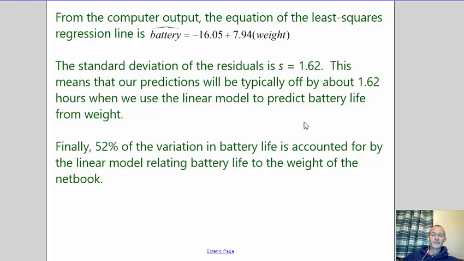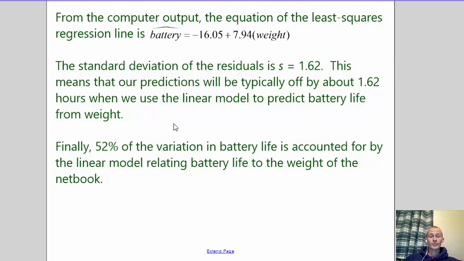Since we mentioned a linear model, we should include that. And we have it right here that our battery hat, that's our predicted battery life, is equal to our y-intercept and our slope that comes from our calculator outputs times the weight. So we've used the variables to talk about what these are. If you chose y and x, you need to define those.